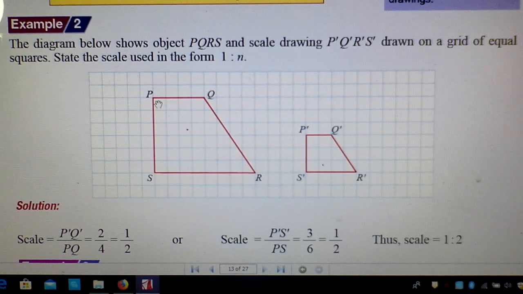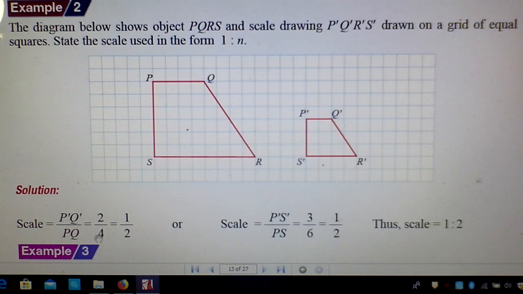You can use the measurement on the scale drawing. This is P prime, Q prime. If you use PQ, the drawing is P prime Q prime, divided by the measurement of the object, meaning PQ. So here is 2, here is 4. So 2 divided by 4. Then we write it in the form of 1 to n, so we get 1 divided by 2.